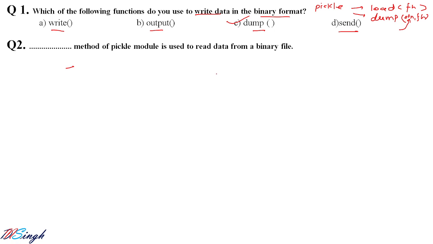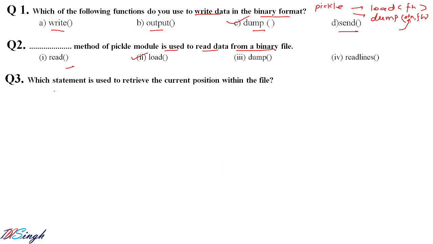Let us see the second question. Which method of the pickle module is used to read data from a binary file? As I told, there are two functions inside the pickle module. First one is load function, that is used to read the data from the binary file, and it has only one argument, and that argument is the file handle that you have created through the open function.